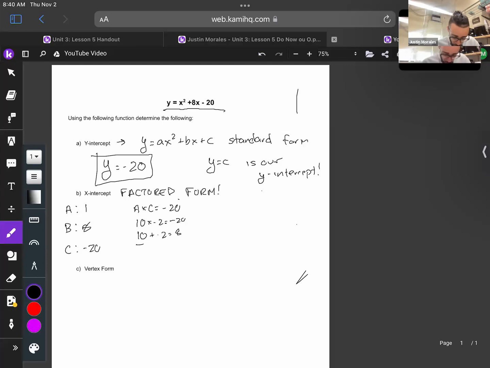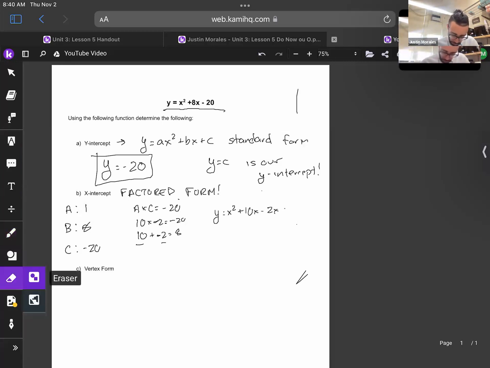So we're going to take these two values, 10 and negative 2, let me make that negative sound a little bit more clear, and rewrite our expression with those two values as our b values. So we're going to have two b values now. So it's going to be y equals x squared plus 10x minus 2x minus 20.